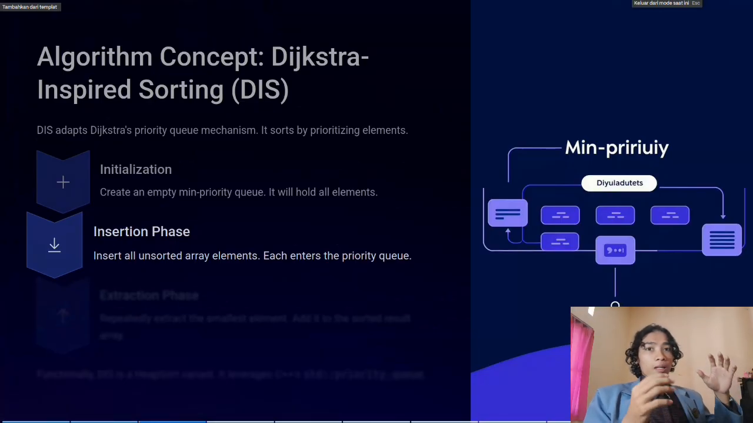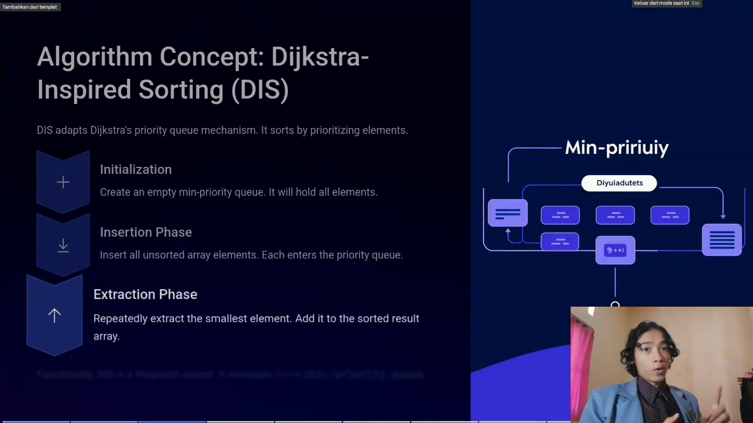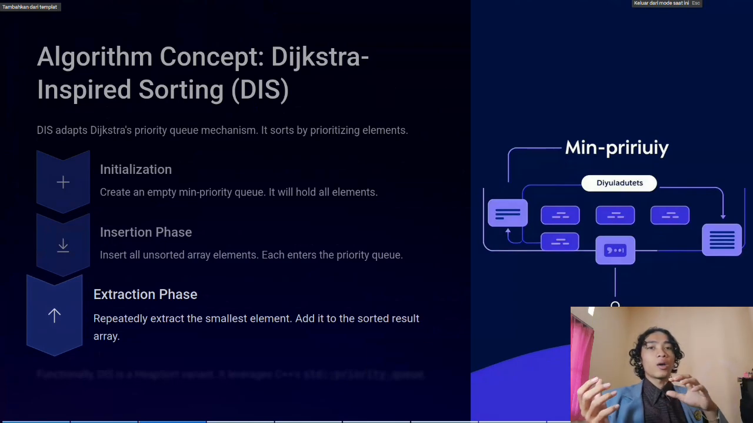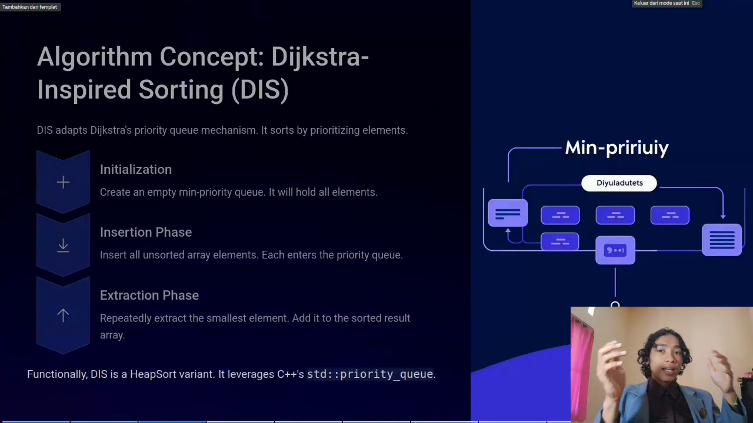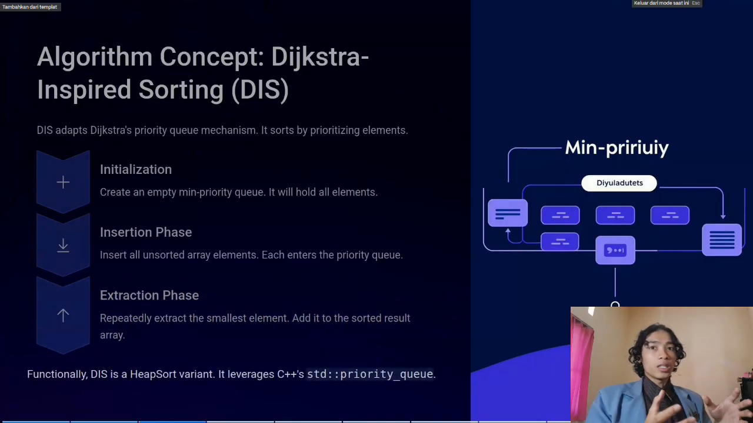Second, we simply extract the elements from the queue one by one. The elements that come out will naturally be in sorted order, from the smallest to the largest. In essence, functionally, DIS is an implementation of the heap sort algorithm, but it leverages the convenience of the std::priority_queue component that is available in the C++ standard library.